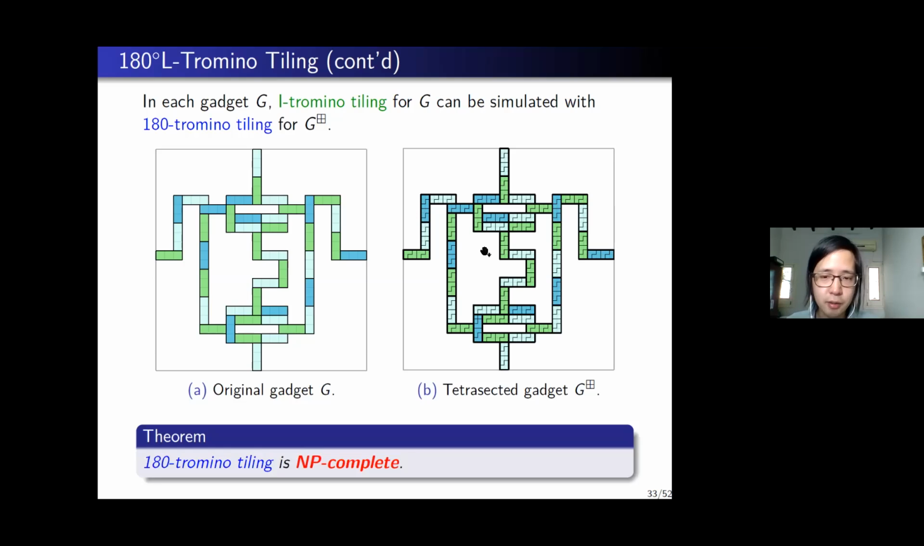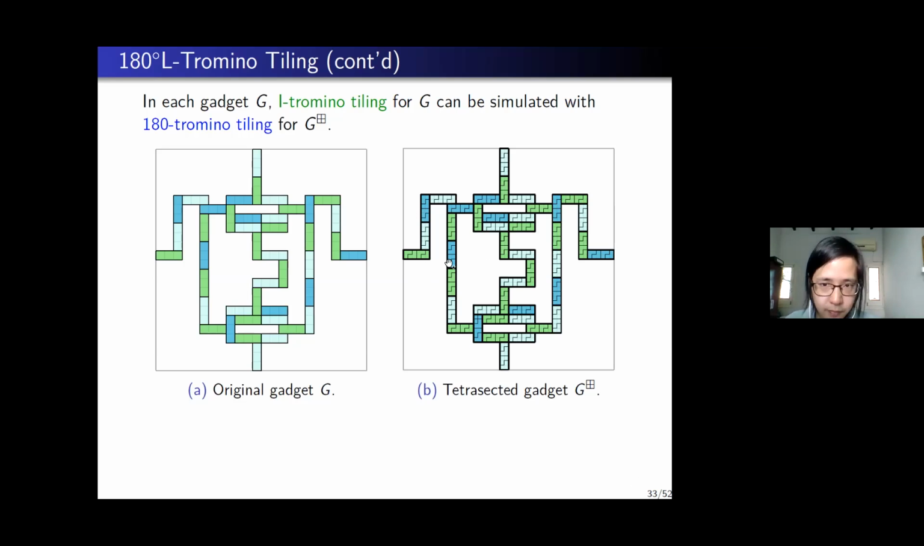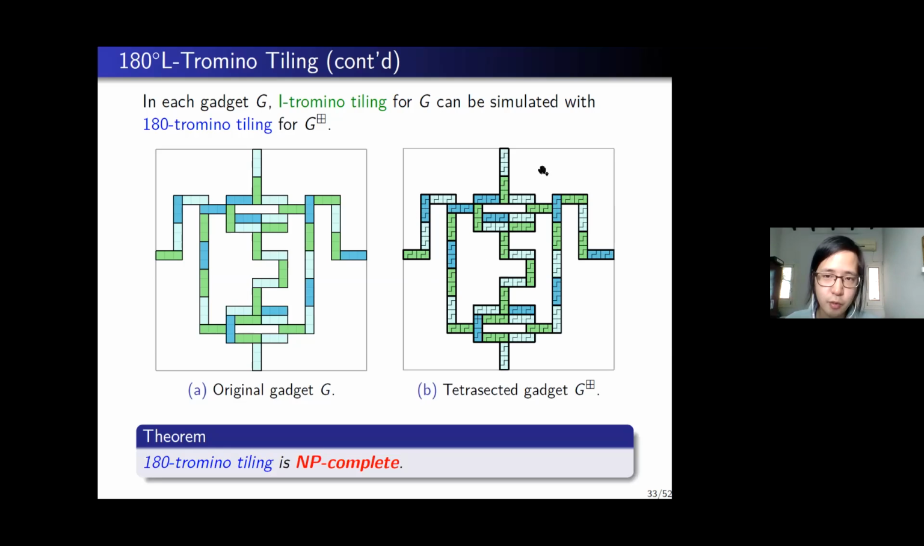So we can use these tetrasected gadgets to simulate the I-trominoes and the tilability of the I-tromino. And therefore, this gives NP-completeness. This gives a reduction from 1 in 3 SAT to 180 tromino tiling.